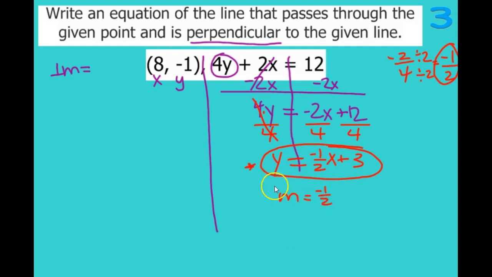But we don't want parallel lines. This time we want a perpendicular line. So instead of negative, our slope has to be a positive. Instead of 1 over 2, it has to be 2 over 1, or just a positive 2. So I'm going to use my point-slope form, because we have a point and a slope.